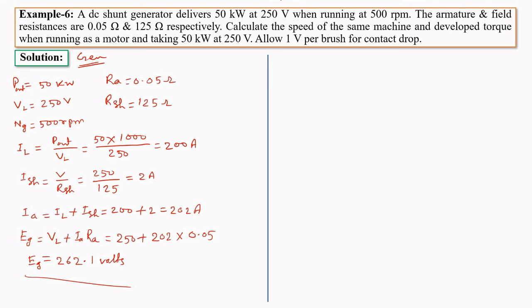Now the machine is working as a motor. So again, in this case, the line current IL, that is the supply current, will be the input power upon the supply voltage. So it will be 200 ampere. In case of motor, the armature current is given as line current minus ISH. So it will be 200 minus 2, that is 198 ampere.